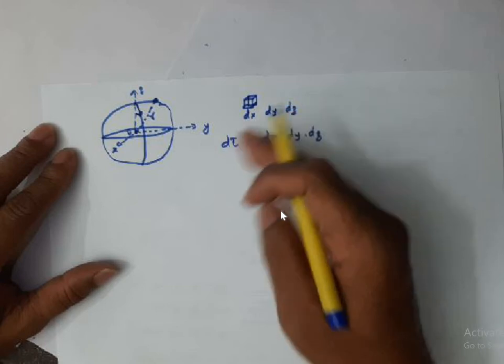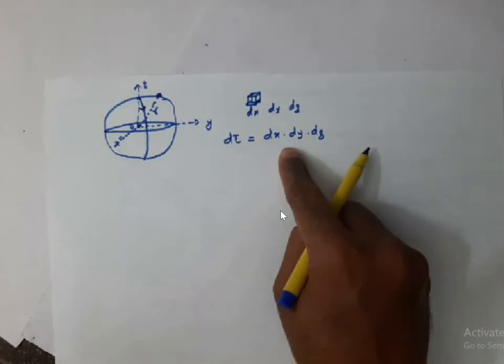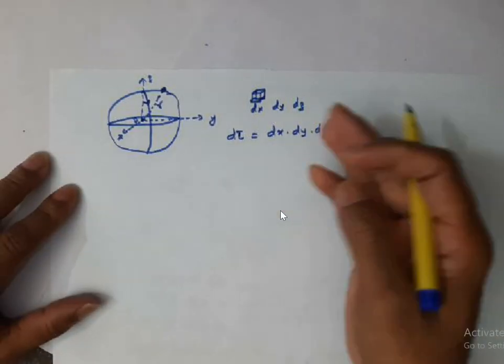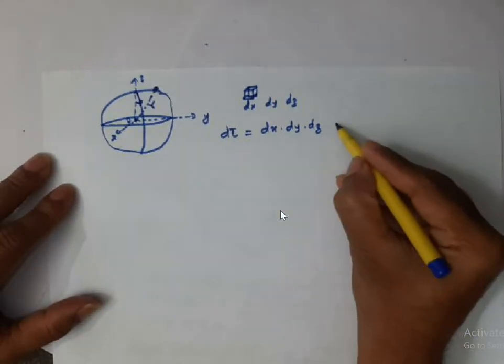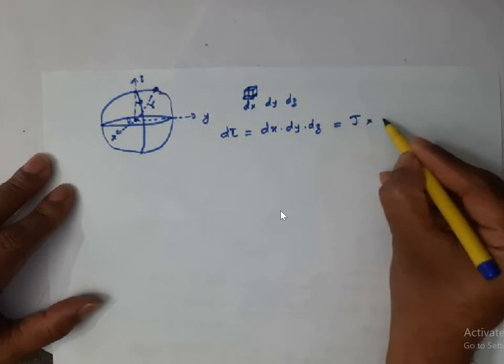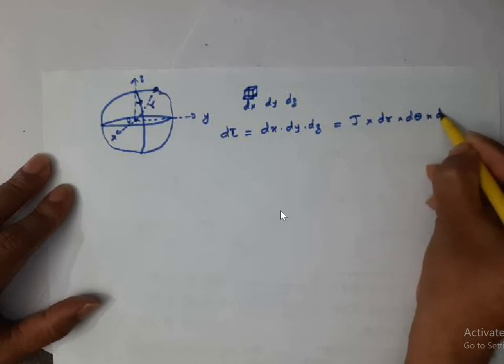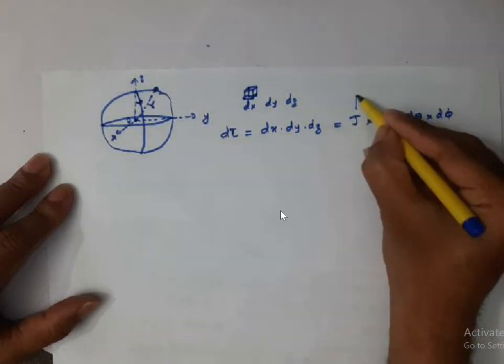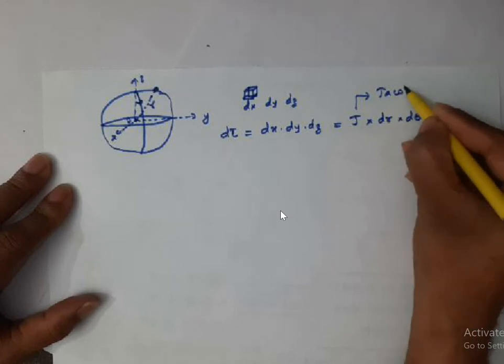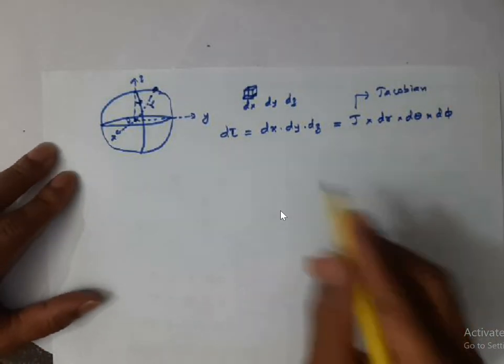Okay, in spherical polar coordinate. In the Cartesian coordinate, it is the product of dx, dy, dz. Okay, in spherical polar coordinate, this can be given as Jacobian into dr into d theta into d phi. Okay, this is called Jacobian. You can find the Jacobian by writing the Jacobian determinant.